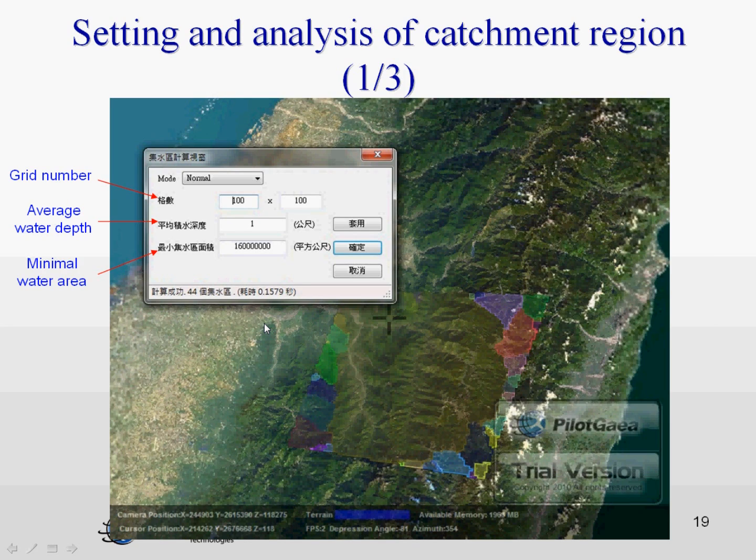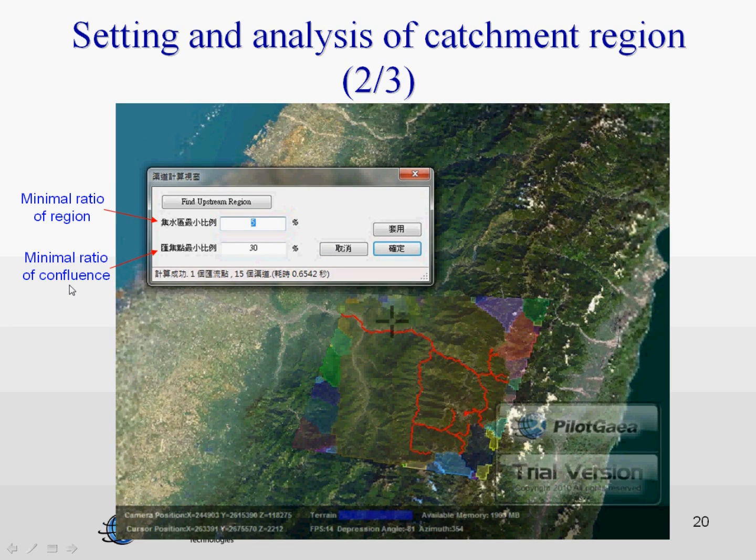Concerning the setting of catchment region, users can set the green number, average water depth, and minimum water area. Theoretically, any small depression can be called a catchment area. However, in most people's point of view, small depressions with shallow depths and too little water inside are not thought of as a catchment region. Therefore, when the average water depth or amount of water is higher than some threshold value, the region can be thought of as a catchment region.